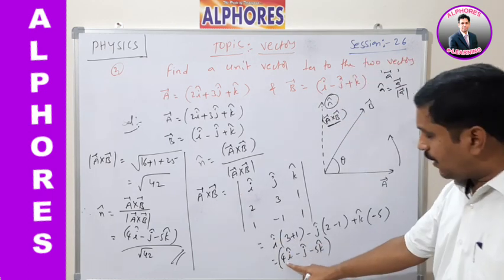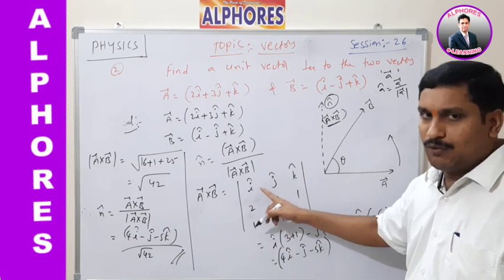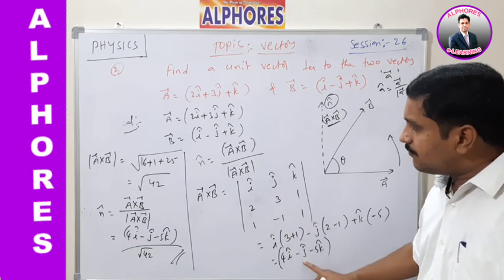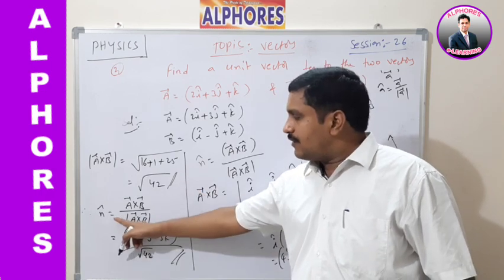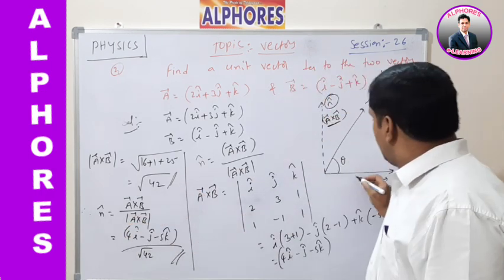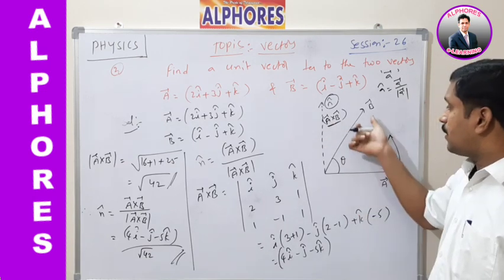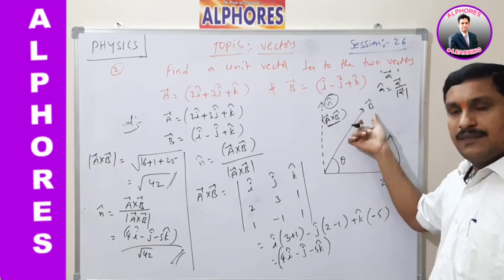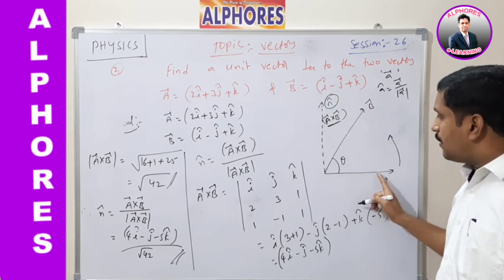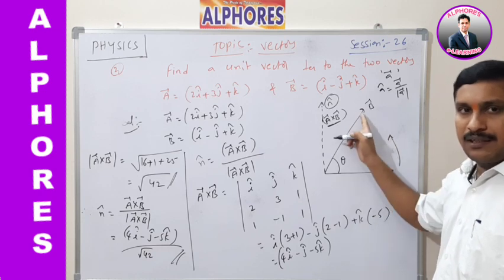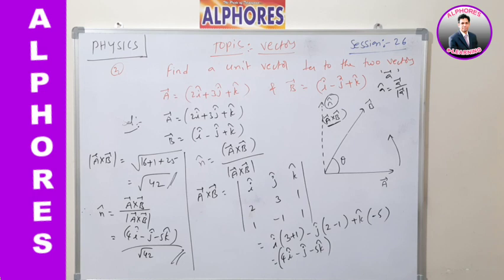How much am I getting? 4i cap minus j cap minus 5k cap, as per the method of the cross product of two vectors. After getting this, what is the magnitude here? I am getting root 42 as the magnitude. So according to the definition of the unit vector, it is parallel to a bar cross b bar and perpendicular to the plane containing the two vectors a bar and b bar. That means this unit vector is parallel to a bar cross b bar and also perpendicular to a bar and b bar, the coplanar vectors. This is the method. Please take a note of this. This is a very important problem.